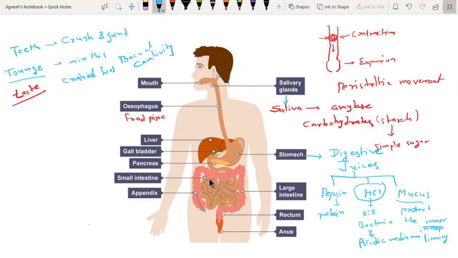The small intestine is the largest part. We can say it's the longest part of the alimentary canal. It is about 6.5 meters, but it cannot be shown fully because it is an extensively coiled portion. This is what you can see, it's a coiled one.